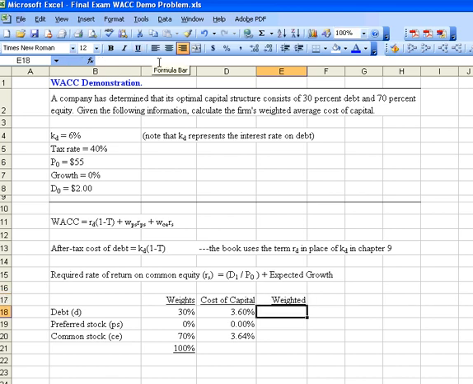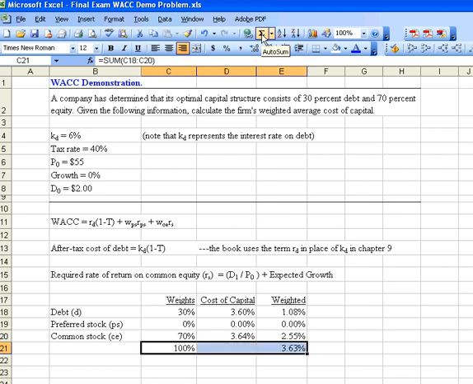We add a column to multiply the weights. Take C18 times D18, we can copy that down, and sum. One thing I noticed, I underlined the wrong cell. In our answer, I'll bold it here, is a weighted average cost of capital of 3.63%.